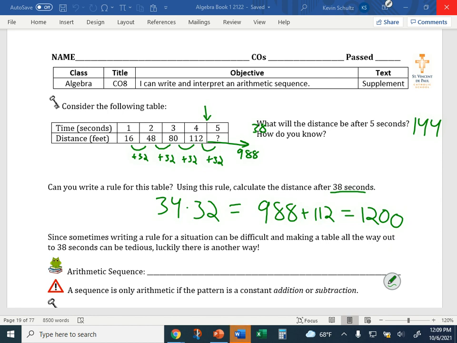Okay. Everyone see how we got that, or how Aiden did it? Okay. He's saying I've got to go 34 more seconds to get my total of 38. So 34 times 32, because you're adding 32 each second that passes here. 34 times 32 is 988, plus the 112 I already have, brings me to my total distance of 1,200. What'd you do? I got 1088. I'm sorry, that would be right. 1088.